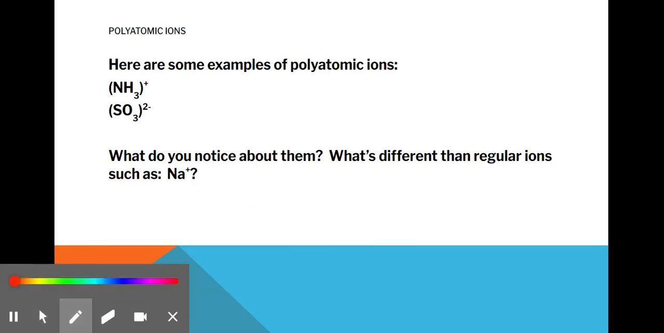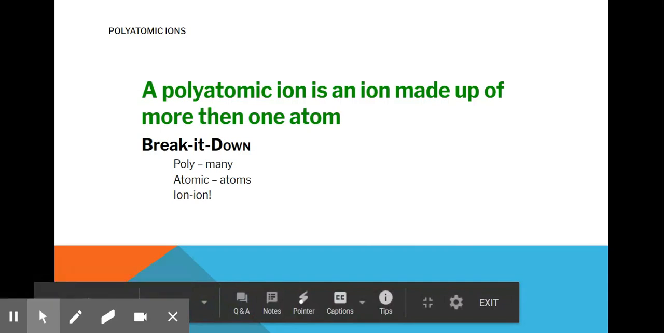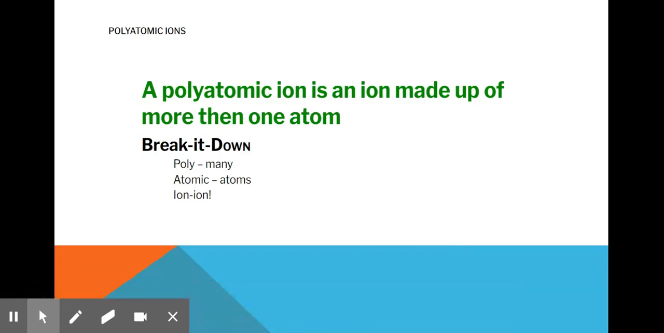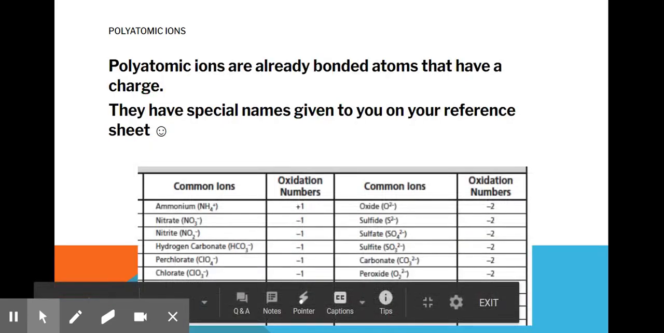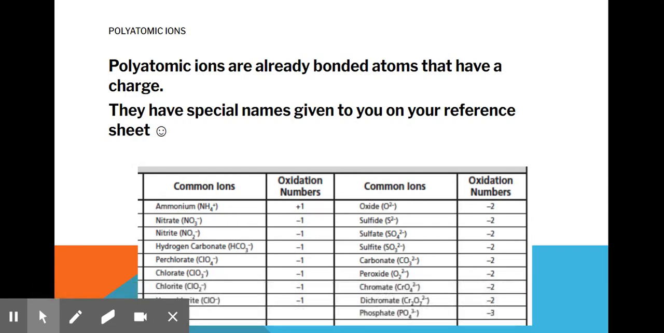Now we're going to move on to polyatomic ions. Polyatomic ions are ions that are, as you can see, composed of more than one atom, which is why they have the name polyatomic ion. Ion made of more than one atom. Polyatomic ions have special names. They all travel as a pack.